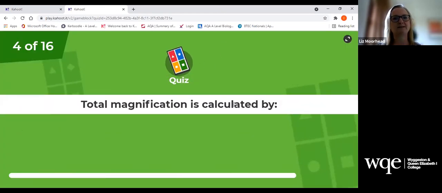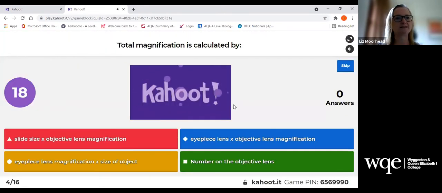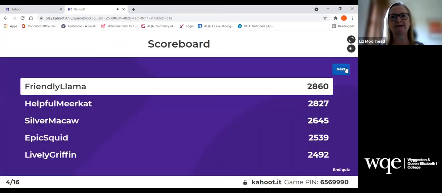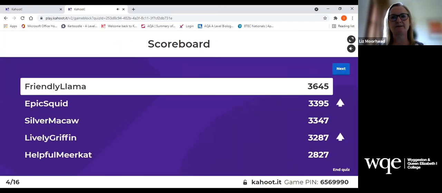How do we calculate the total magnification? Slide size times objective lens mag, eyepiece lens mag times size of object, eyepiece lens times objective lens mag, or the number on the objective lens. Oh, well done, those of you that got that right. So we multiply the two lens magnifications together on the microscope.